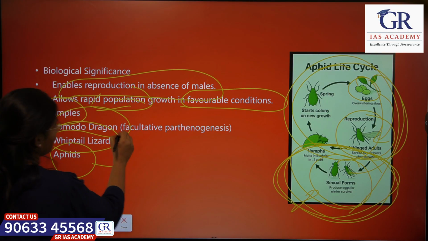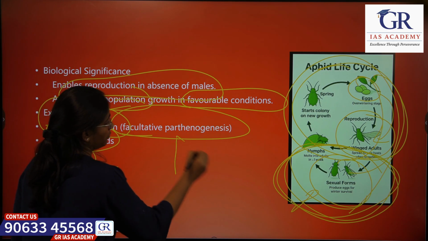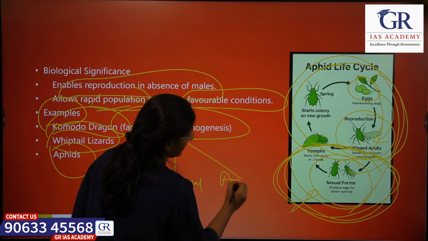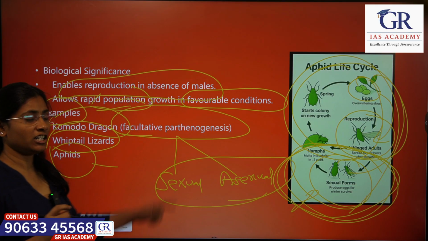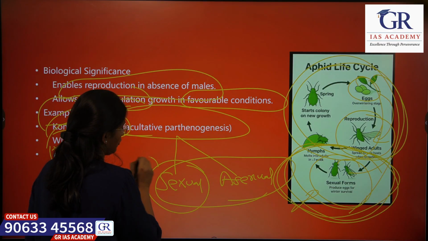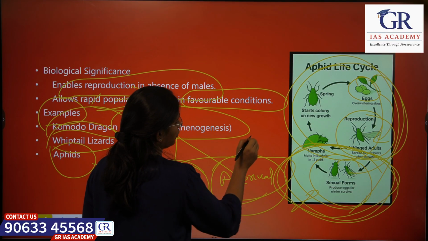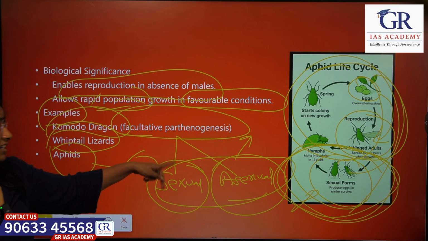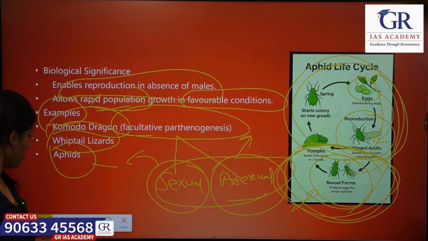And if you notice here, facultative parthenogenesis means there will be an option for both sexual reproduction and asexual reproduction. So there will be a choice for the individual. When there is presence of a male, it can go for sexual reproduction. When there is none, then it goes for asexual reproduction. So the Komodo dragon can do both. This is called facultative parthenogenesis.